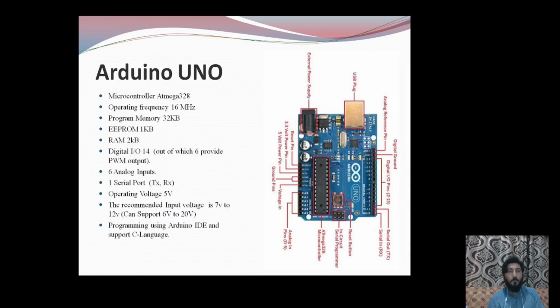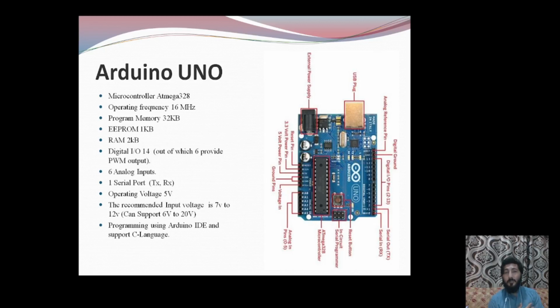Next is the Arduino Uno. If I'm talking about its specification, you can find that the Arduino Uno is just similar to the Nano, but the only difference you will see here is the size. You can find the Uno is larger in size as compared to Nano. So if the Nano is smaller and cost effective, then why would we use Uno?